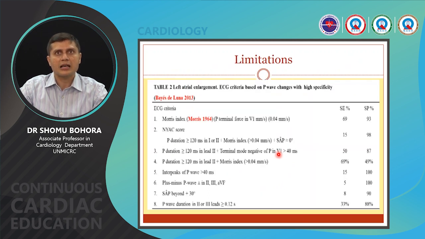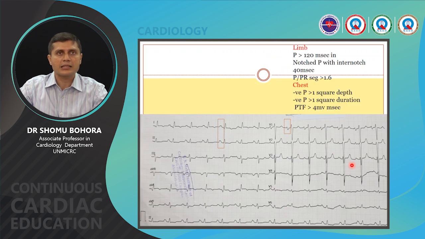So the limitations are basically the sensitivity and specificity. You need to apply various criteria, and the more specific the criteria, the less sensitive it is. So let us see some examples.